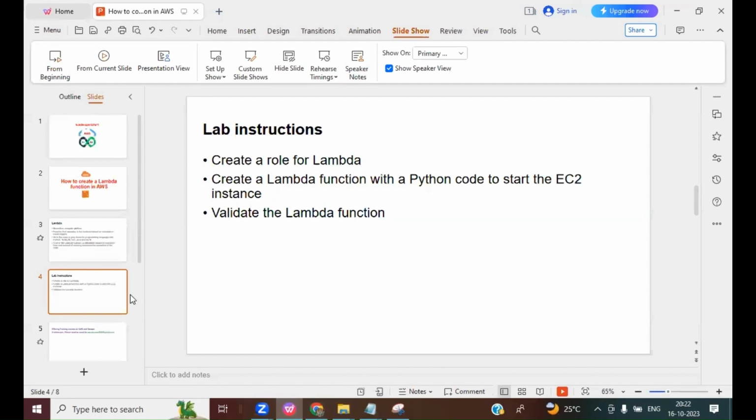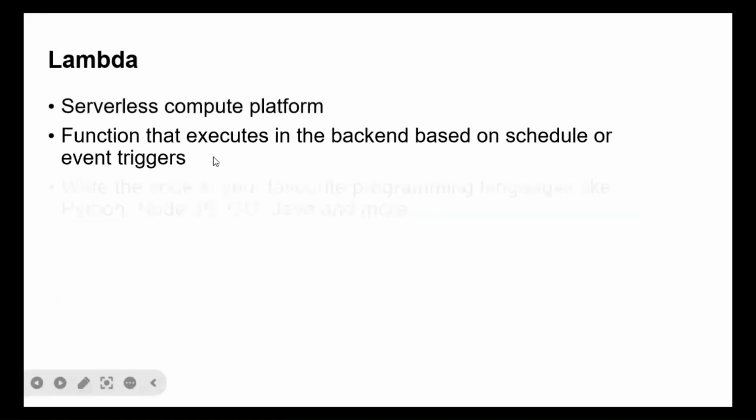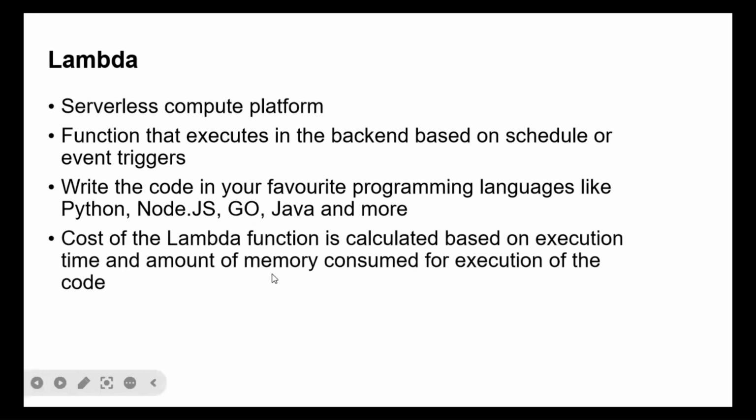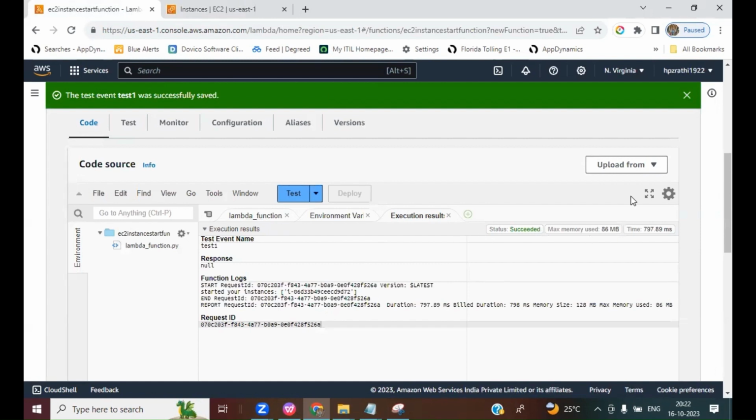The other point I wanted to touch upon is the pricing. As I mentioned before, the cost of the Lambda function is calculated based on the execution time and the amount of memory consumed for the execution of the code. Now you can see those parameters here. The execution time is 797 milliseconds. Similarly, the maximum memory used for the code execution is 86 MB. So the cost is going to be based on these two parameters, the memory used and also the execution time.